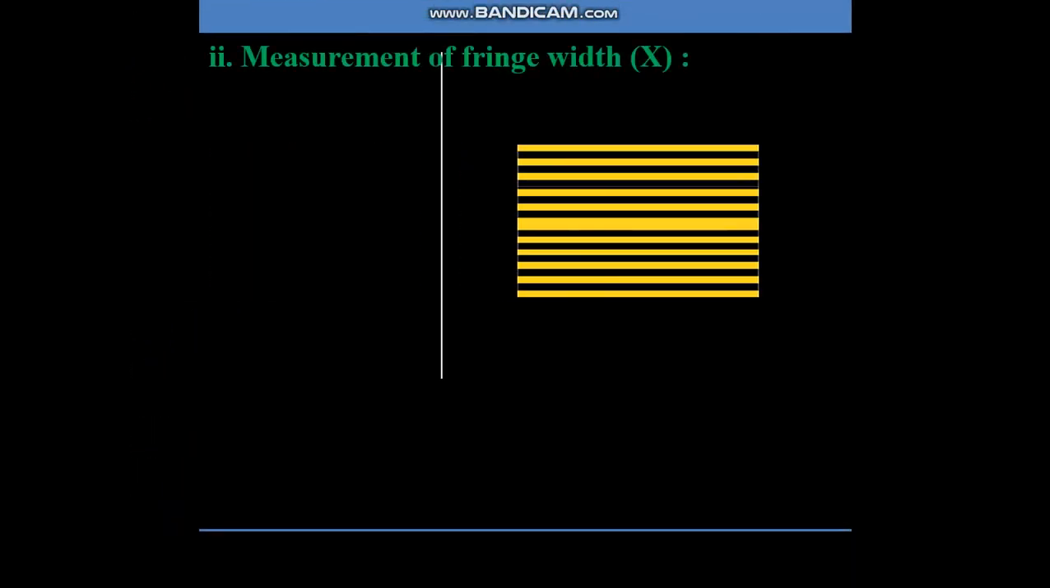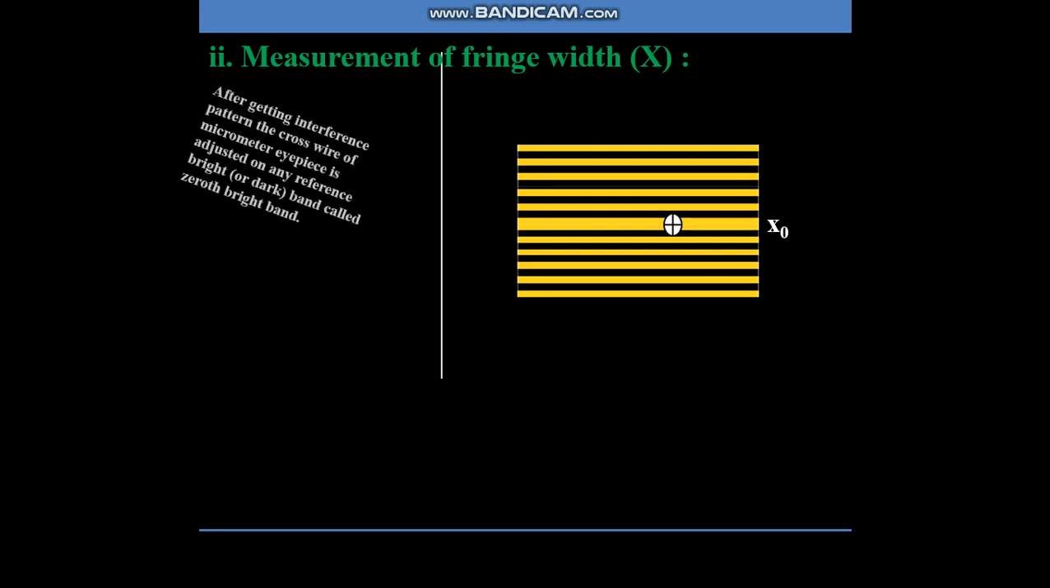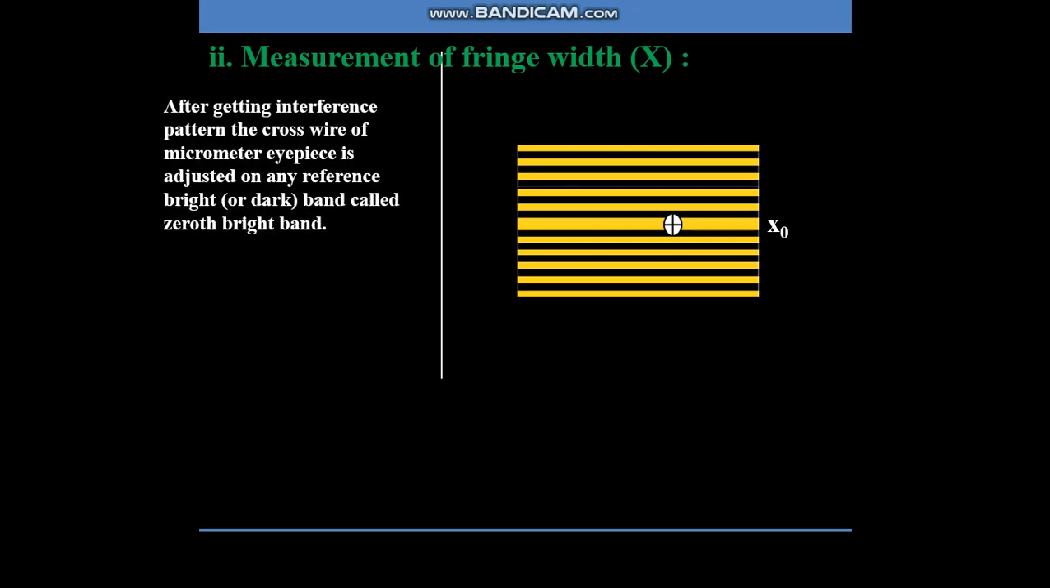Now let us see how to measure the fringe width capital X. This is the central bright band. Let us say that the reading here is X naught. After getting the interference pattern, the crosswire of the micrometer eyepiece is adjusted on any reference bright or dark band, called the zeroth bright band.